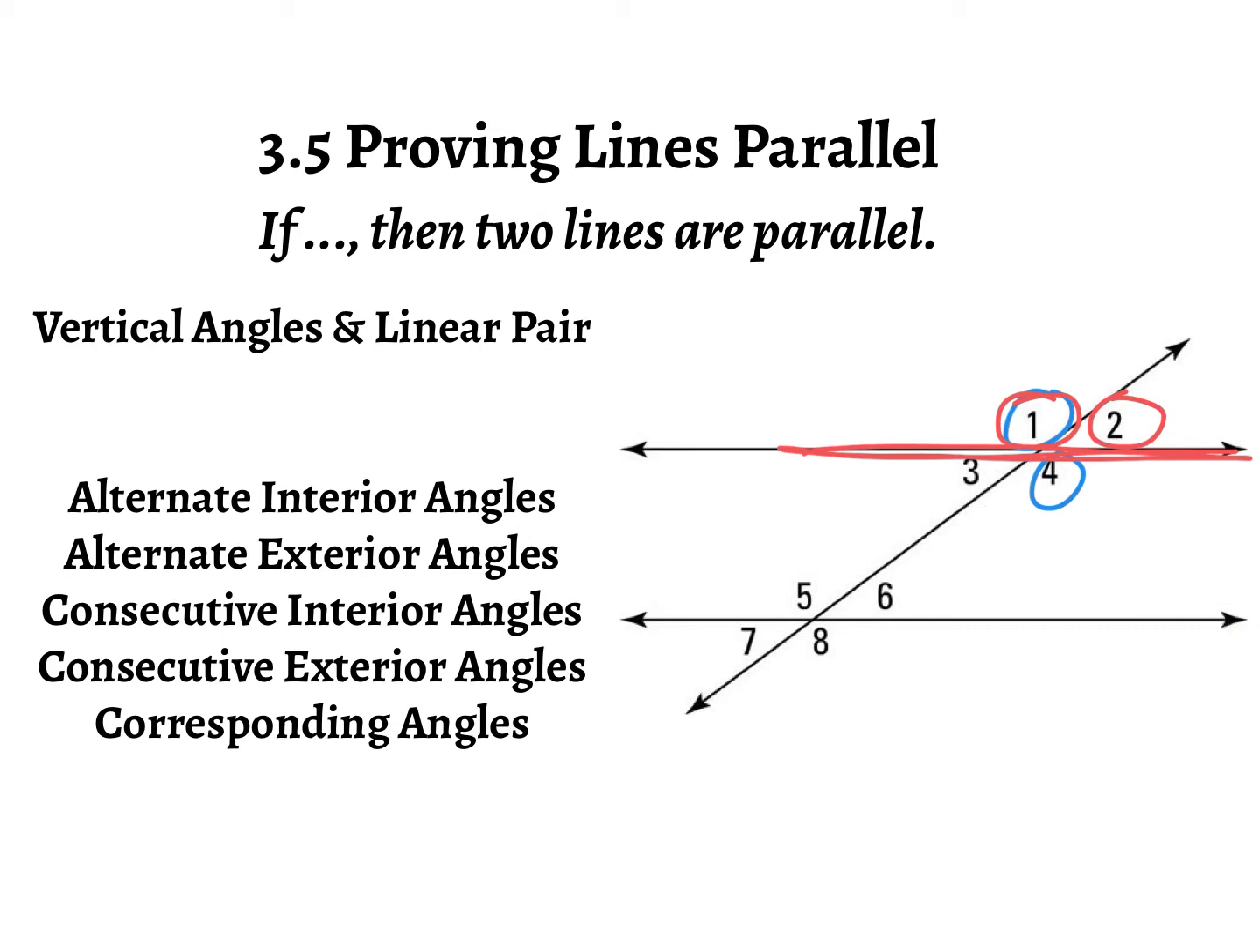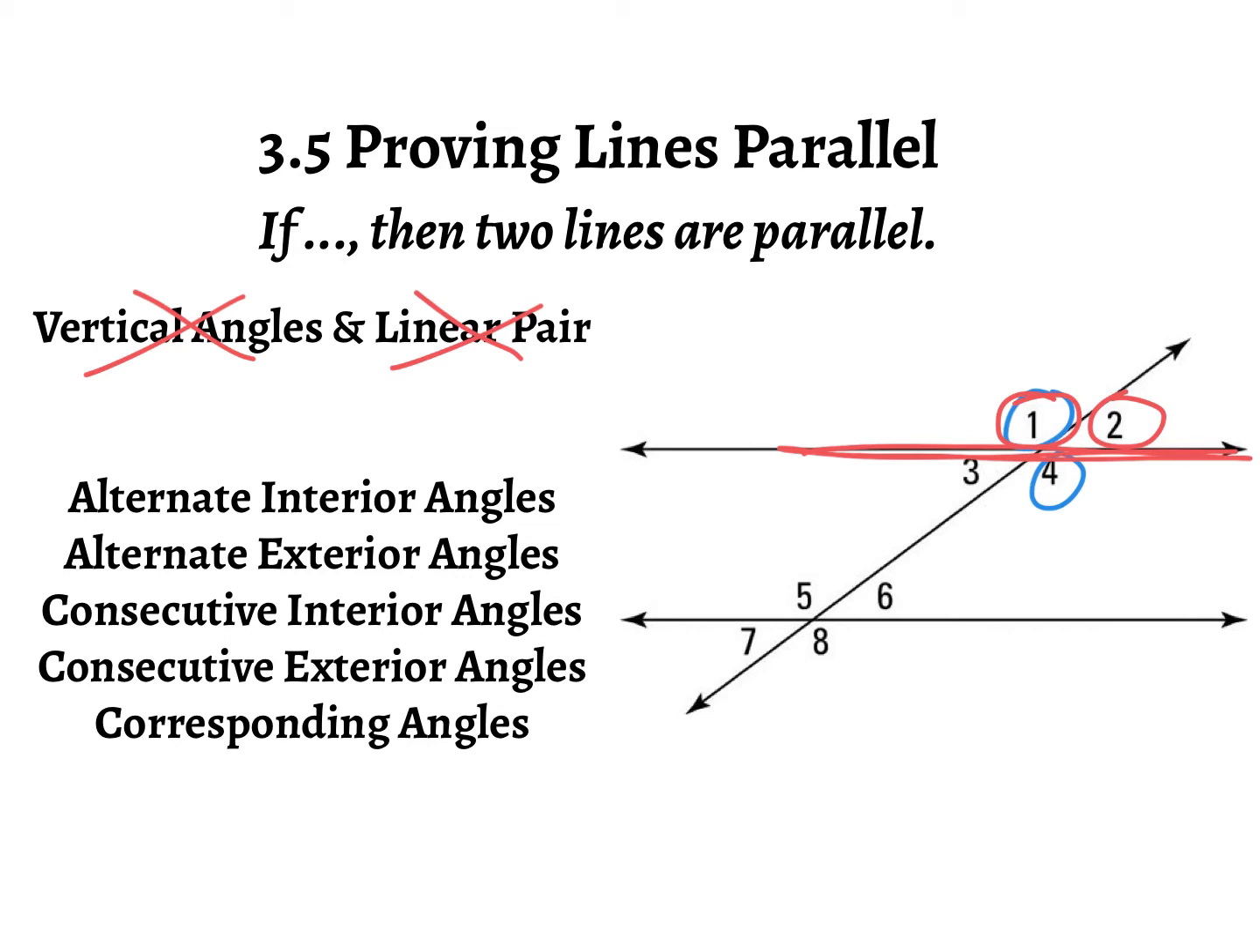so it does not prove that these lines are parallel. So these two angle relationships that we just went through do not prove that the lines are parallel. The properties are still true, vertical angles are still congruent, and linear pair still adds up to 180, but it has nothing to do with the lines being parallel or not. These, on the other hand, do.